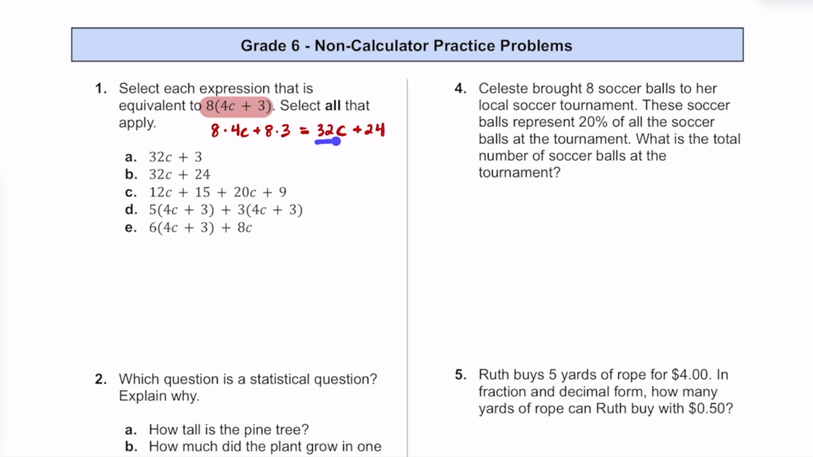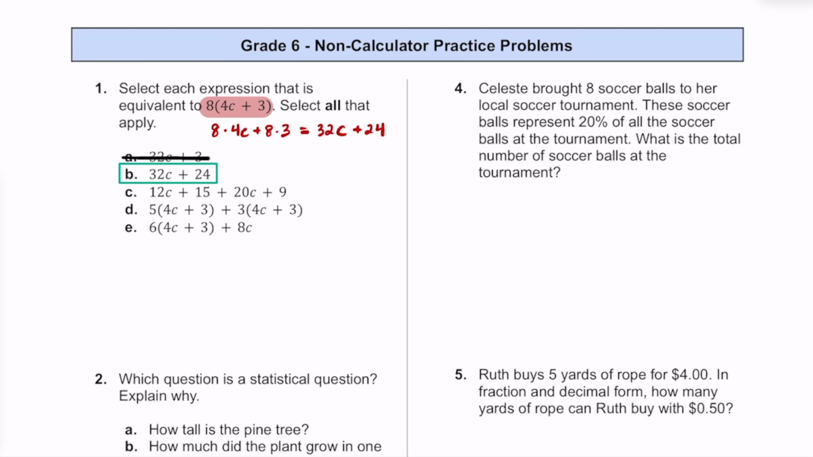We can see in answer choice A that the 32c term does match. However, the constant terms are not equivalent to each other. So A is not going to be one of our answer choices. If we take a look at B, it looks like it matches identically. We have the right coefficient, the right variable, and the right constant term. So B is definitely going to be one of our answers.